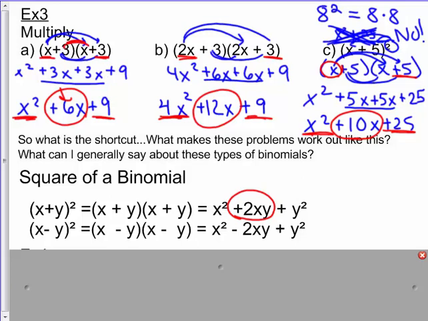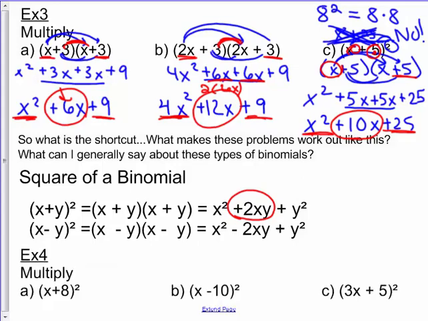Notice the signs do matter here. If it's plus, it's going to be plus 2xy. If it's minus, it's going to be minus 2xy. And look, 2 times 6x. In c, 2 times 5x. So it's double, or 2 times, whatever the numbers are multiplied together. So let's try to use this shortcut here.